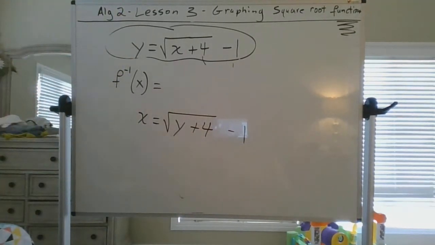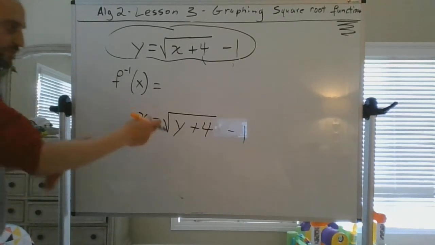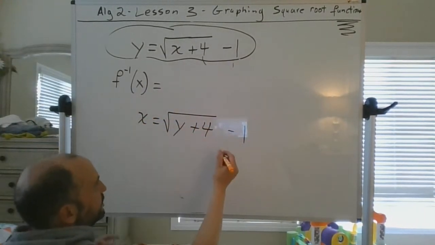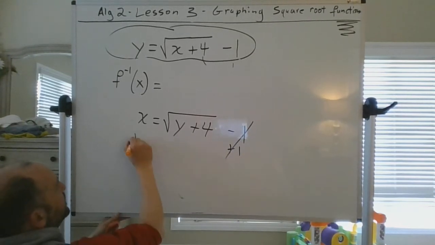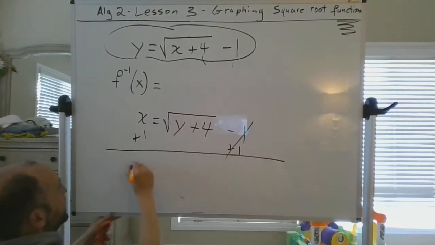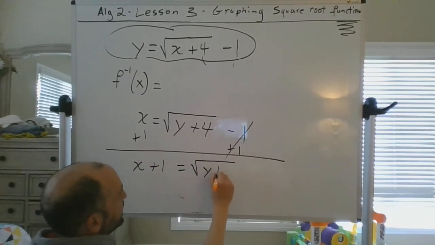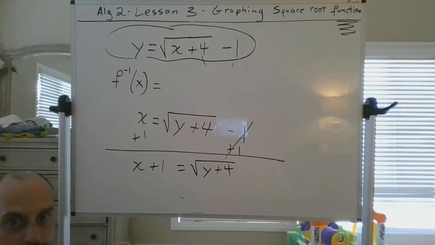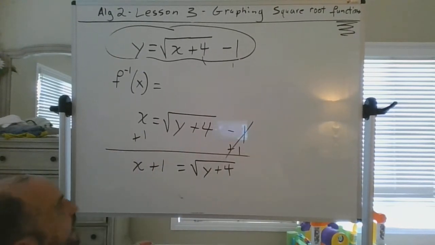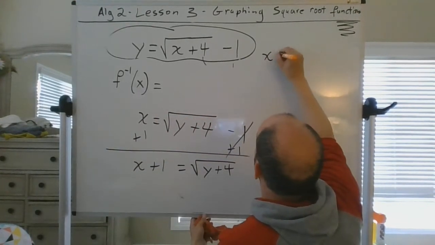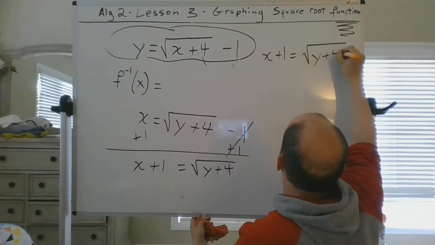Now I have a job to do. That job is to isolate the y, or solve for y. So let's take a look at this right side. Everything else has got to go. Let's move this minus 1 first by doing plus 1. We're going to get x plus 1 equals square root of y plus 4. Great. I'm going to continue it up there, I don't have much space. x plus 1 equals square root of y plus 4.